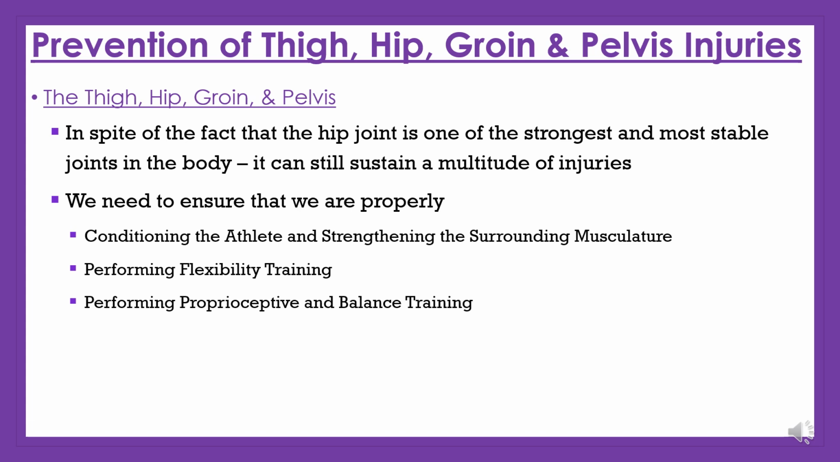Prevention of injuries of the thigh, hip, groin, and pelvis is essentially to ensure that our athletes do not end up with secondary injury in other areas of the body. When this area of the body is injured, it's often debilitating and leads to compensation and compensatory injury elsewhere in the athlete. So through proper conditioning and strength training, as well as plyometric, balance, and flexibility training, we can give our athletes the best chance to prevent injury to this area.